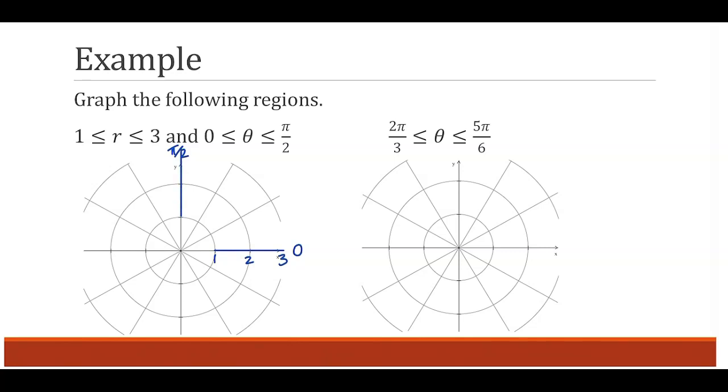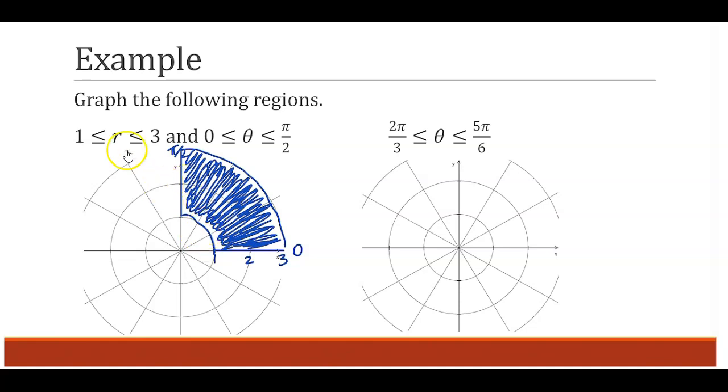And since they're all less than or equal to, these are all going to be solid lines. Oops, that got a little messy. So they're all going to be solid lines here, and we're talking about the region, so I'm going to go ahead and shade in this portion here. So we're graphing inequalities right now that deal with our directed distance and our angle.